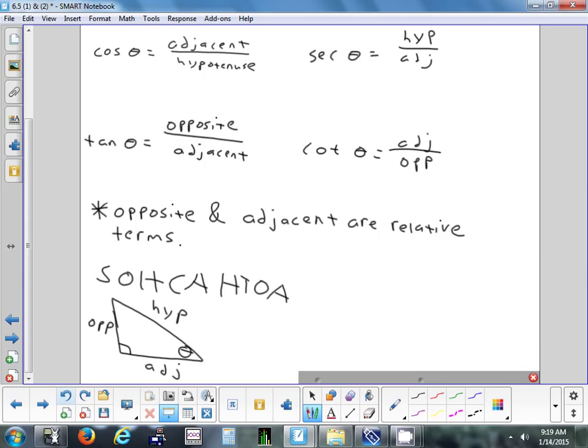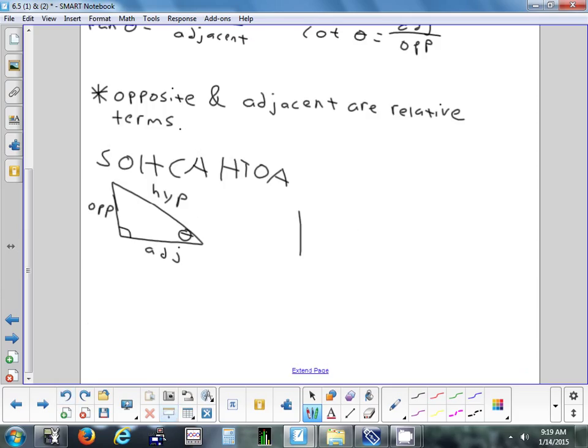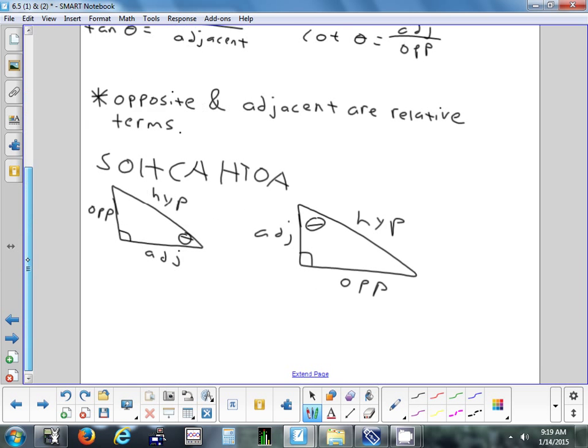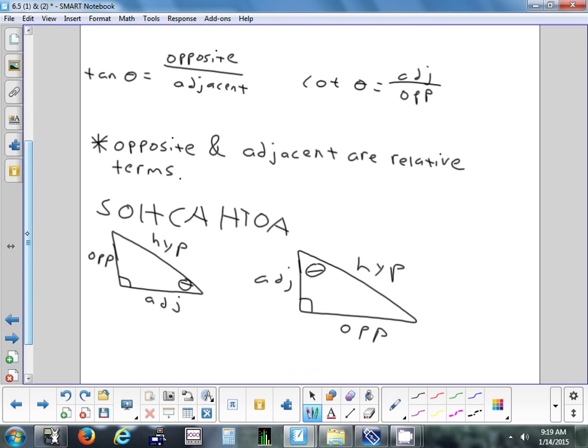Now if you switch where theta is, what do you think happens with opposite and adjacent? Yeah, they switch places. So if we put theta up here, it's kind of like changing which way you're looking. Now left and right changes. So now this is opposite because it's farthest away. Adjacent is the side that's next to it. And the hypotenuse is always across from the 90. So any questions on that idea? Opposite and adjacent are relative terms.